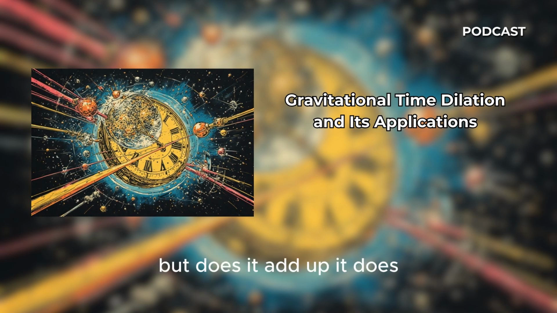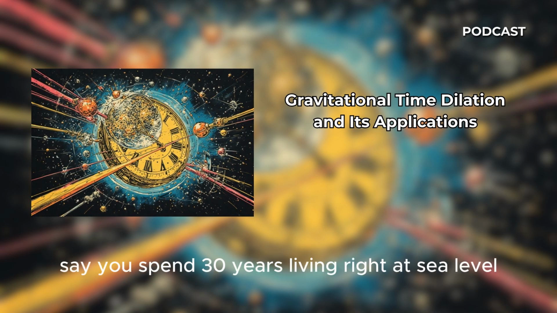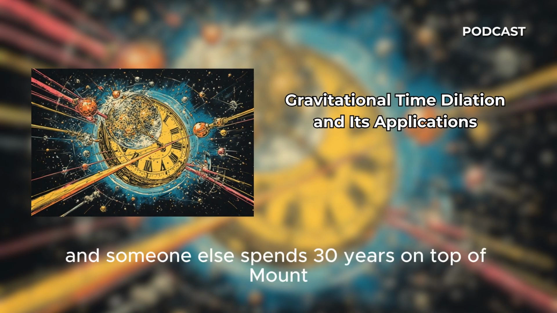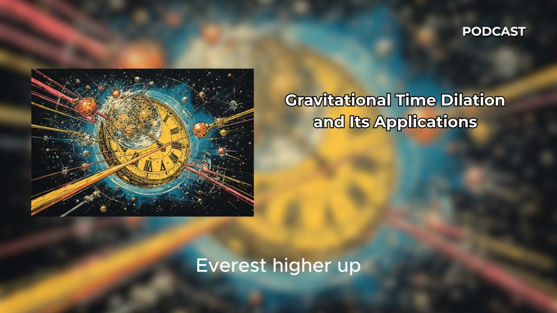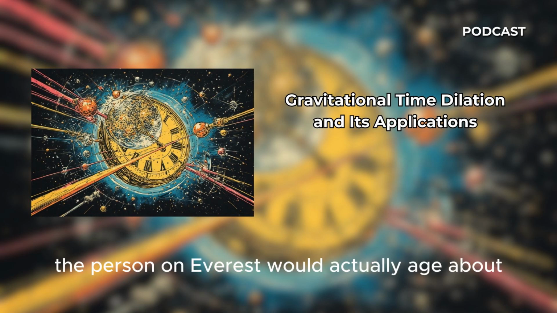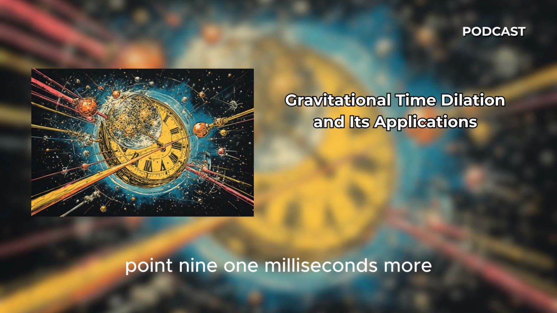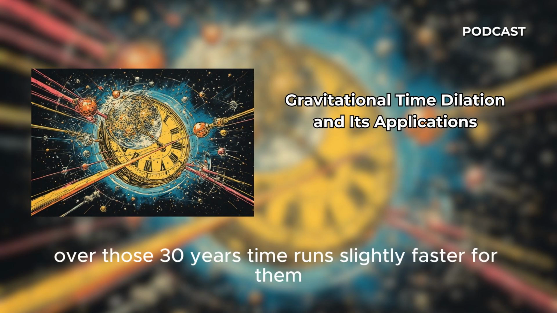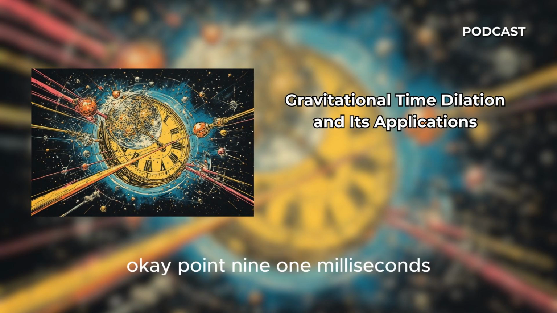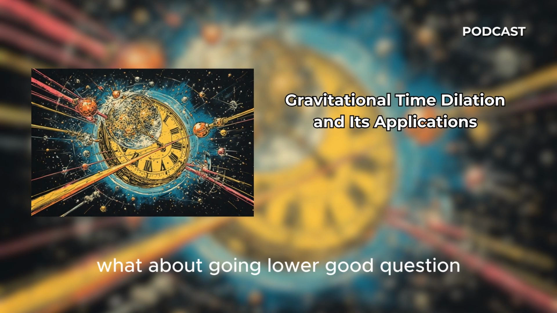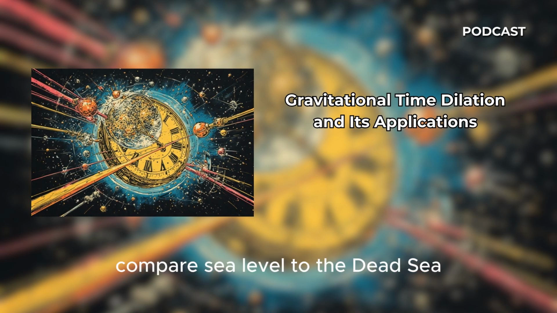Okay, so minuscule locally. But does it add up? It does. The sources give great examples. Say you spend 30 years living right at sea level and someone else spends 30 years on top of Mount Everest. Higher up, so weaker gravity. Right. The person on Everest would actually age about 0.91 milliseconds more over those 30 years. Time runs slightly faster for them. Okay, 0.91 milliseconds. Still tiny, but measurable. What about going lower? Good question. Compare sea level to the Dead Sea, which is below sea level.